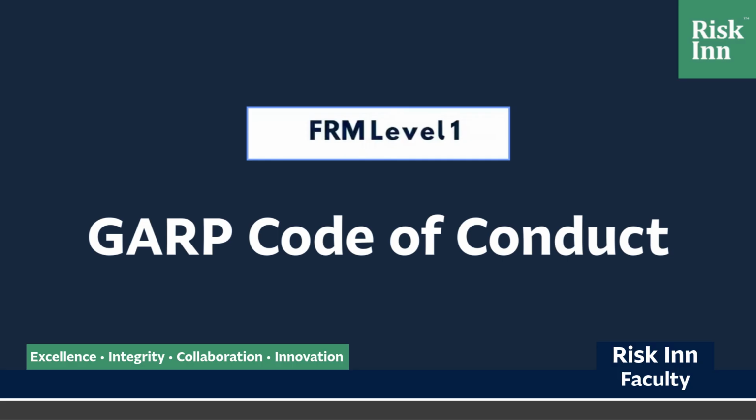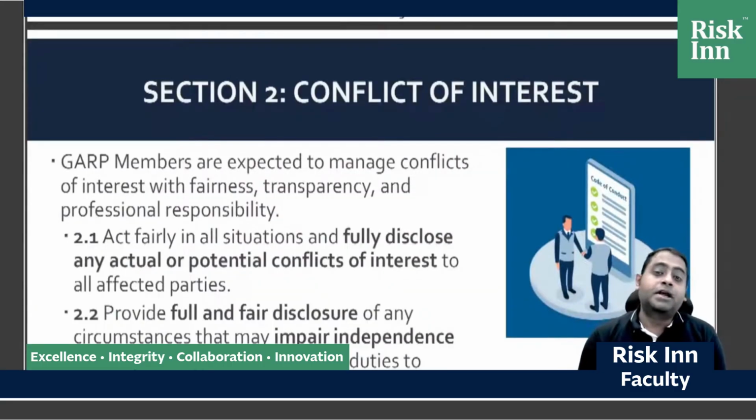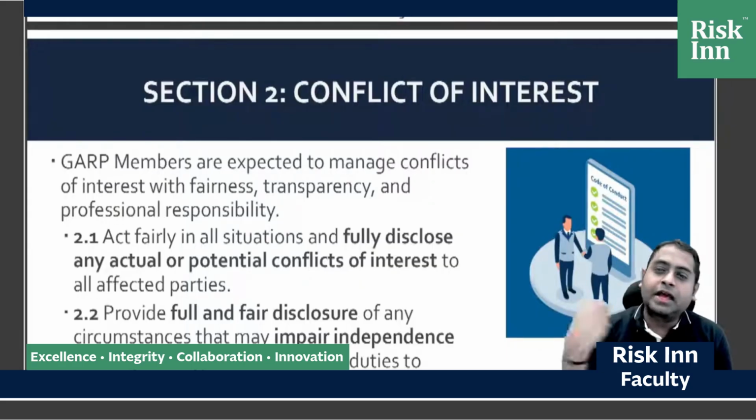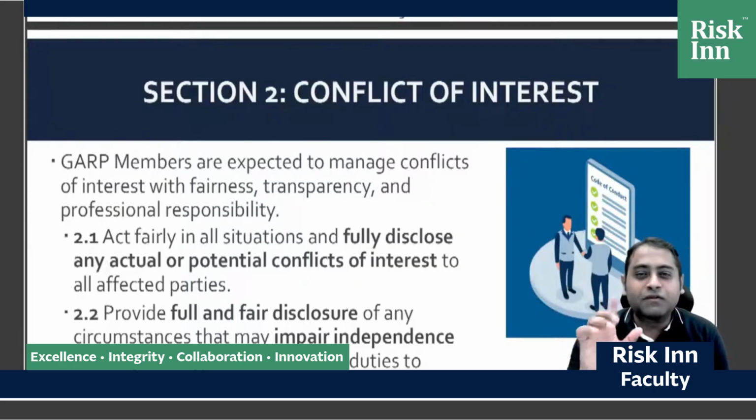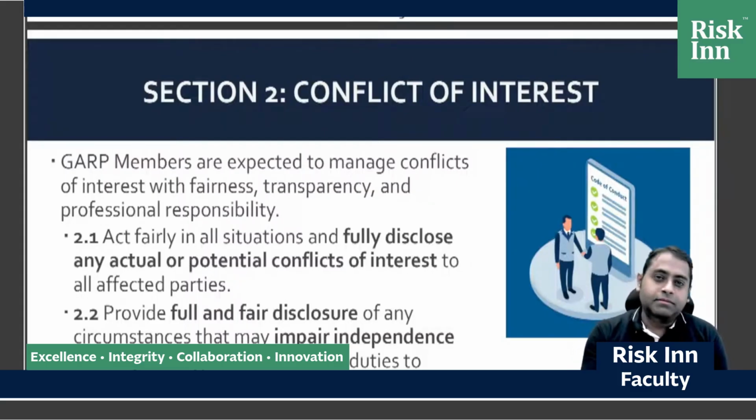Section number 2, conflict of interest. Now this conflict of interest part is very important. Say for example, I am talking to Rajshekhar sir, and he says he wants to buy a car. I ask him to go and talk to this X person, because if sir purchases the car, I'll get some commission. There is a conflict of interest, correct? I should have informed him.